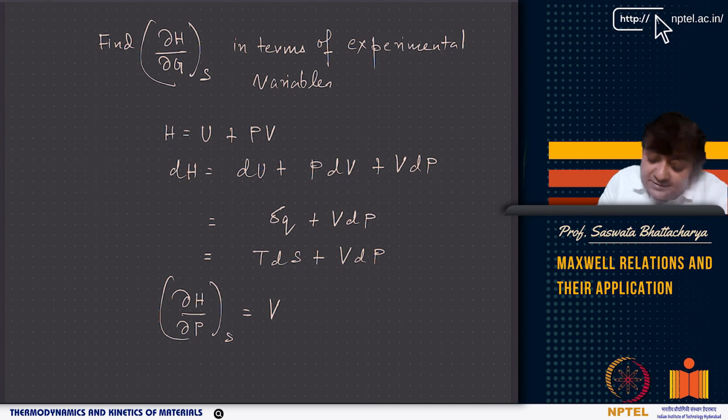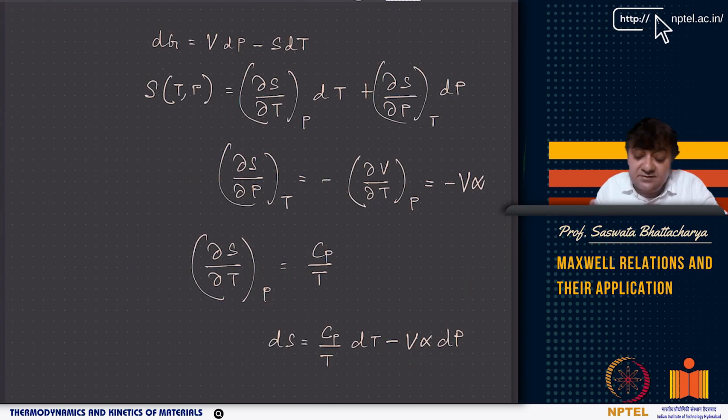quantities. If I want to look at del H del G, I want to look at dH, I want to look at dG. Now dH equals dU plus p dV plus V dP, which is nothing but delta q plus V dP. Now delta q is nothing but T dS for a reversible process. So dH equals T dS plus V dP. That means del H del P at constant S is going to be equal to V, right?